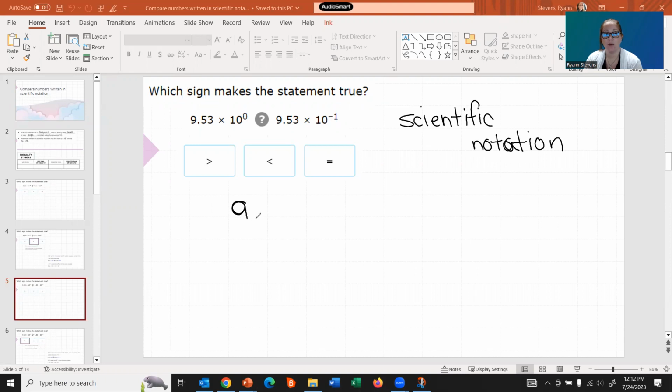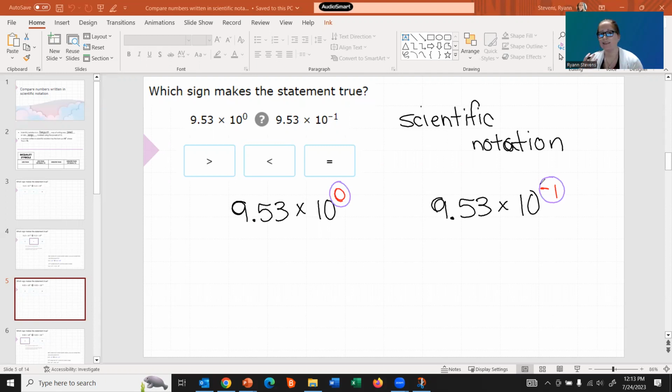So 9.53 times 10 to the 0 power. And then we have 9.53 times 10, and now we have a -1. Okay, so when we look at these powers of 10, we have a 0 and we have a -1.